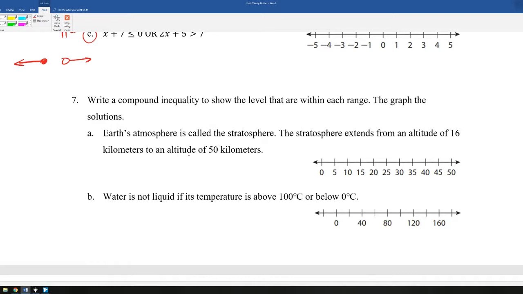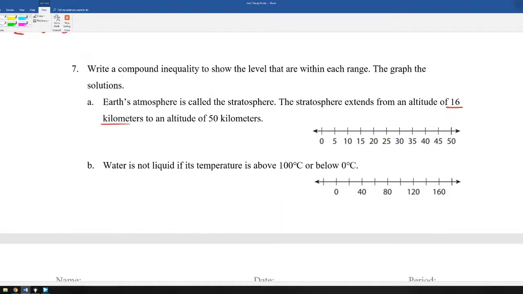All right, 7a. So we're writing a compound inequality for this range, or we're graphing the solutions. So we're writing the inequality. The altitude for the stratosphere starts at 16 kilometers to 50 kilometers. So we'll use distance, d, and the distance of our stratosphere has to be greater than or equal to 16 kilometers and less than or equal to 50 kilometers. So we go from 16, which is right about here, to 50.